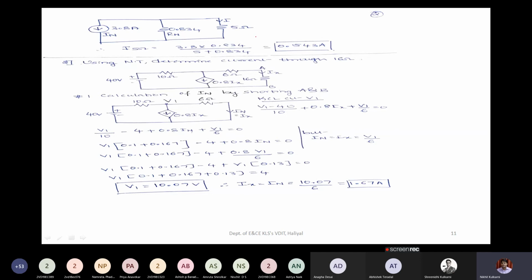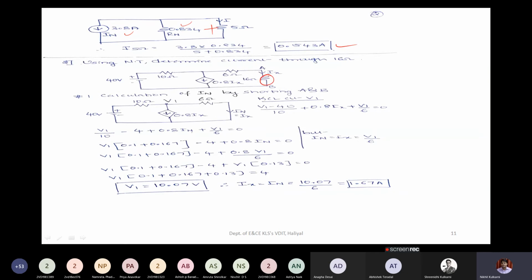So if you want the current through 5 ohms, then what is this current? You can apply the current division rule: main current multiplied by opposite resistance divided by the summation of the two. So you will get this. Similarly, based on Norton's theorem, you can determine the current through the 16 ohm resistor now.